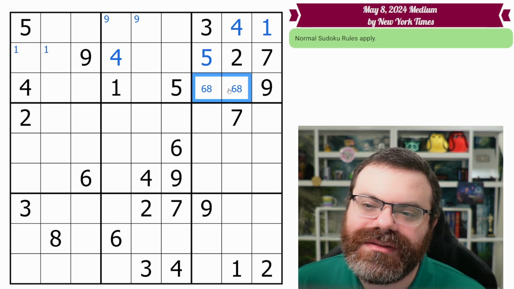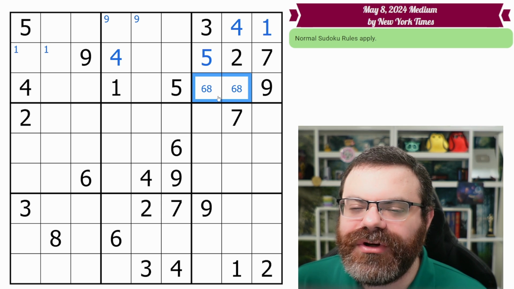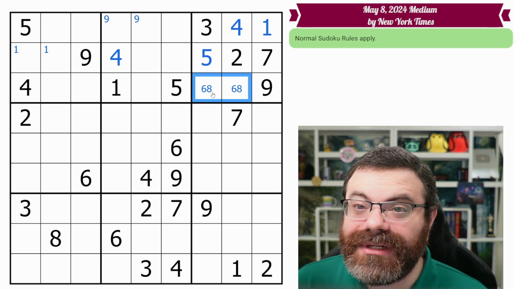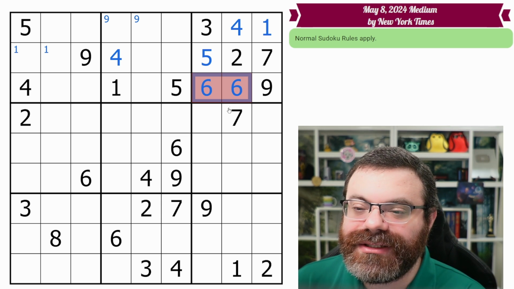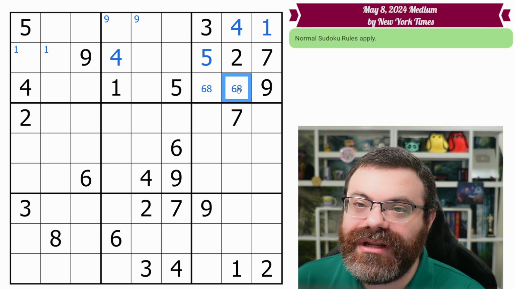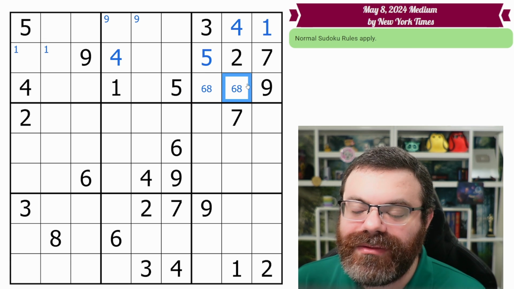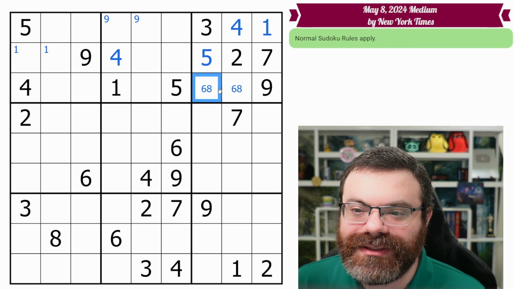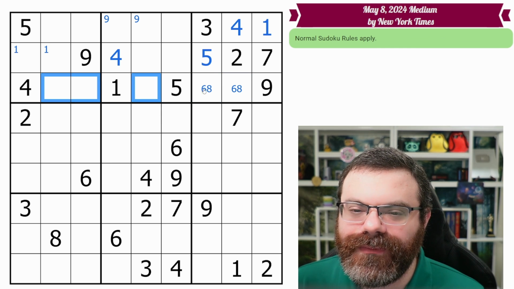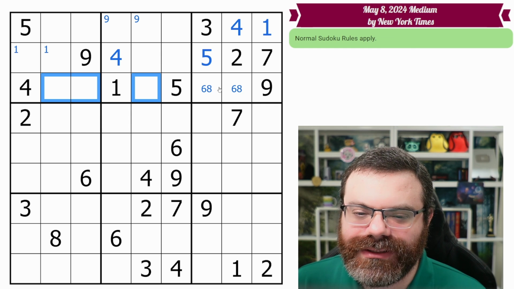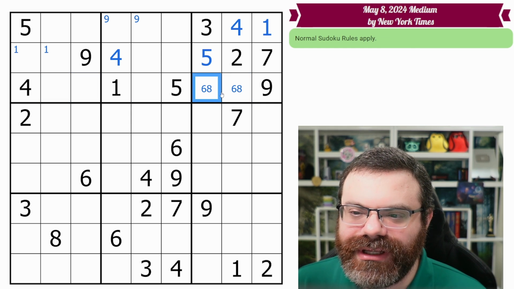and they also share a box, but we'll pick one. They share a row, which means that they can't be the same digit as each other. They cannot both be 6 and they cannot both be 8, right? So one of them will end up 6 and one of them will end up 8 because they can only be 6s and 8s. So if one is 6 and one is 8, that means the rest of this row can't be 6 or 8 because the 6 and 8 are over here.